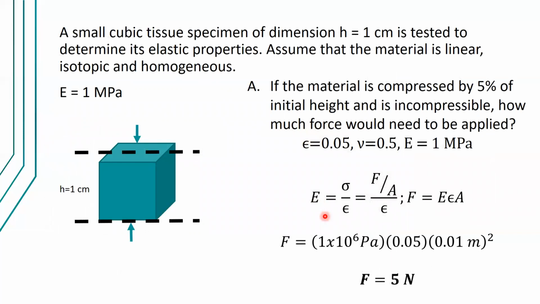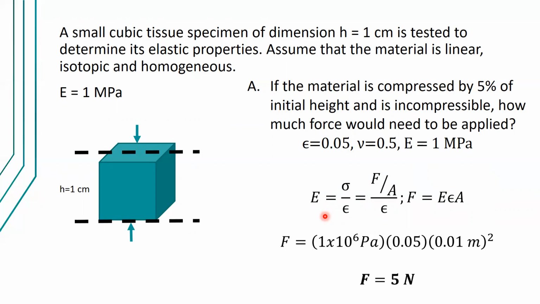Okay, so let's have this example. You have, let's say, a small cubic tissue specimen with dimension h equals 1 centimeter. Okay, this is cube, so it's all 1 centimeter length with height. And we are testing this material to determine its elastic properties. Okay? Now, let's assume that the material is linear, isotropic, and homogeneous.